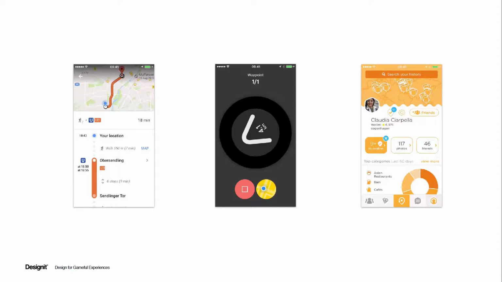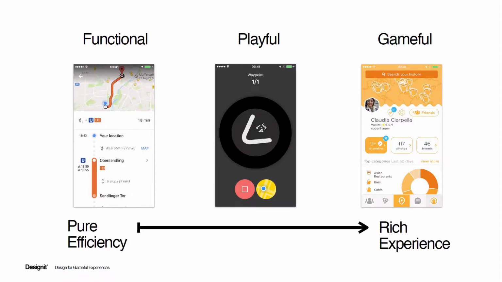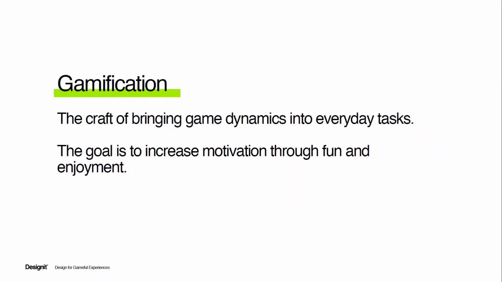Thank you. So the first one is functional. That's true. It's very much based on efficiency. Like, I need to reach that place in the quickest time. The second one is playful, meaning I can still explore and find some playful feelings in it, but you don't have the game dynamics that you have in the third one. If you map it, we can see that the first one goes from pure efficiency, and the third one goes towards a rich experience. So I think at this point, I really owe you a definition of what gamification is. Gamification is the craft of bringing game dynamics into everyday tasks.